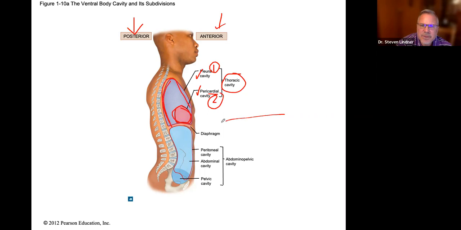Then we have this really important muscle called the diaphragm, and the diaphragm is going to separate the thoracic cavity from the abdominopelvic cavity. And the 2 biggies that fall in there are the peritoneal cavity and the pelvic cavity. Those are the 2 biggies. The peritoneal cavity is going to be where most of your digestive organs are, and the pelvic cavity is where your reproductive organs are going to be protected.